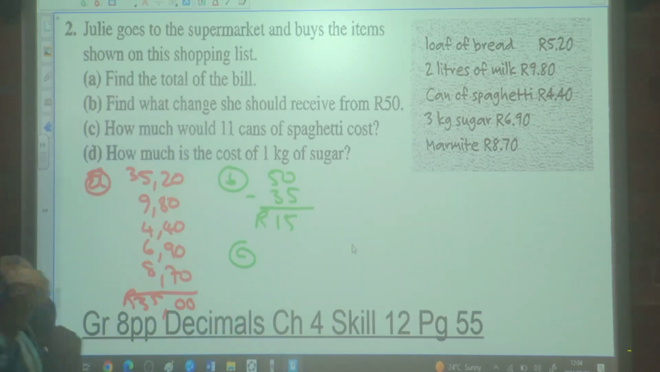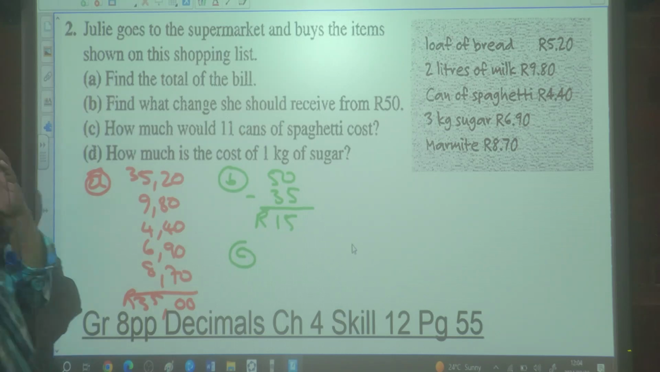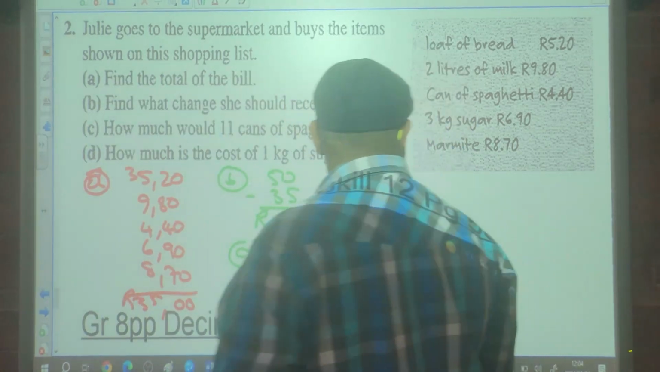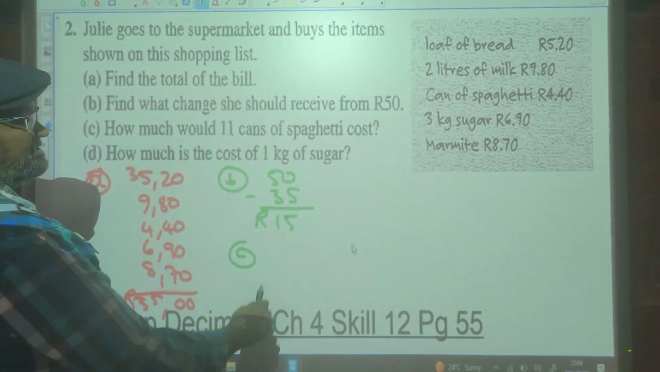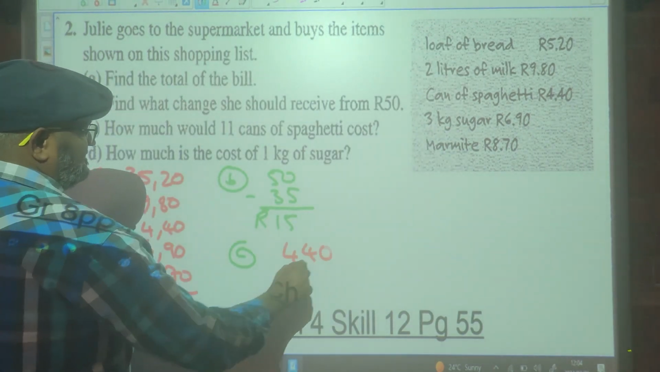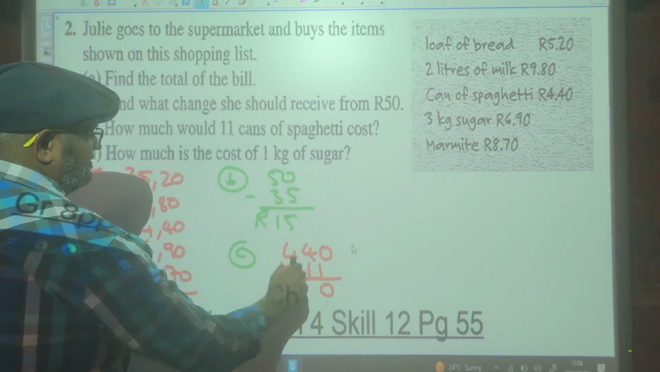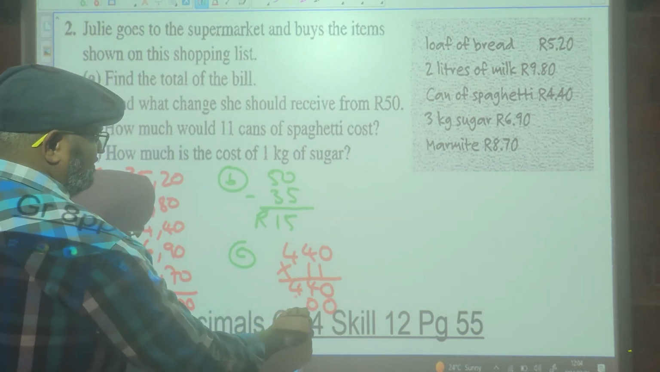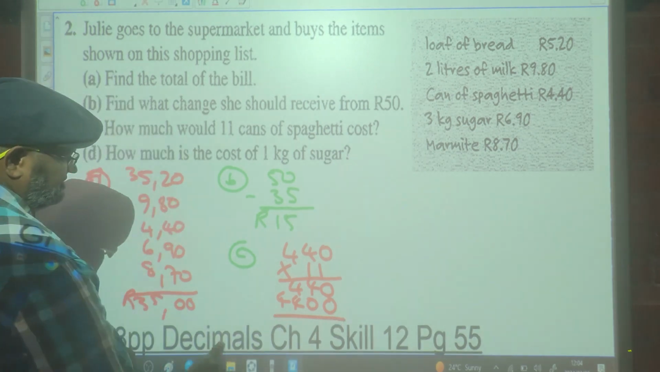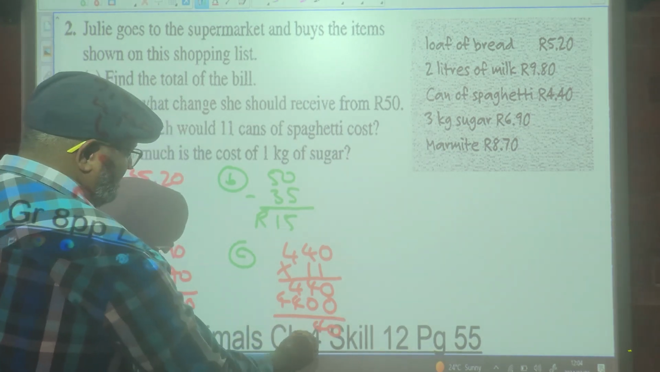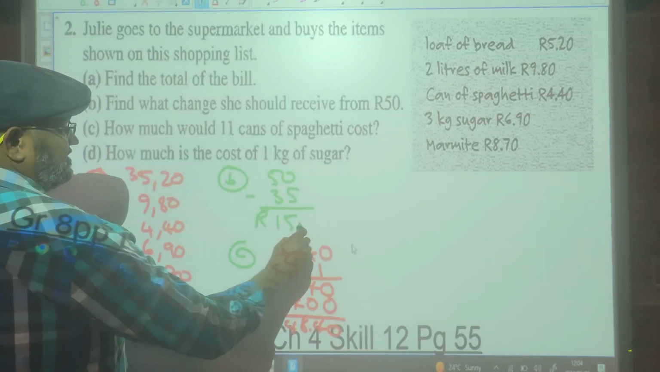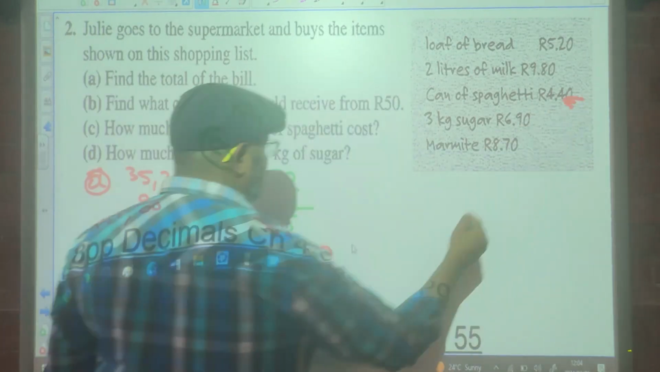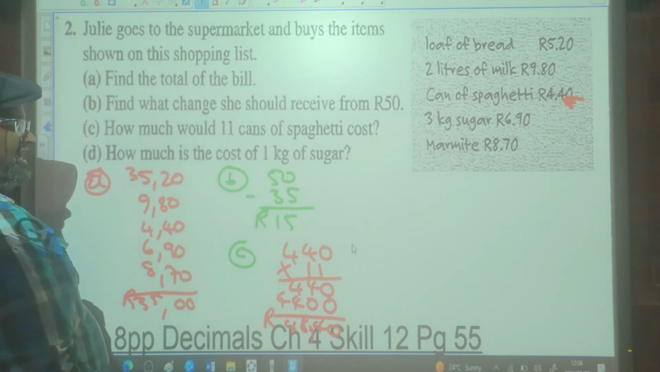If we're going to go with the wrong amounts, we're going to get the wrong change all the time. Right. How much would 11 cans of spaghetti cost? Right, it's a bit greedy. But 4 and 40 times 11. So it's going to give you 0, 4, 8, 4. There are 2 digits after the comma, not so? So that's going to give you 48 rand and 40 cents.